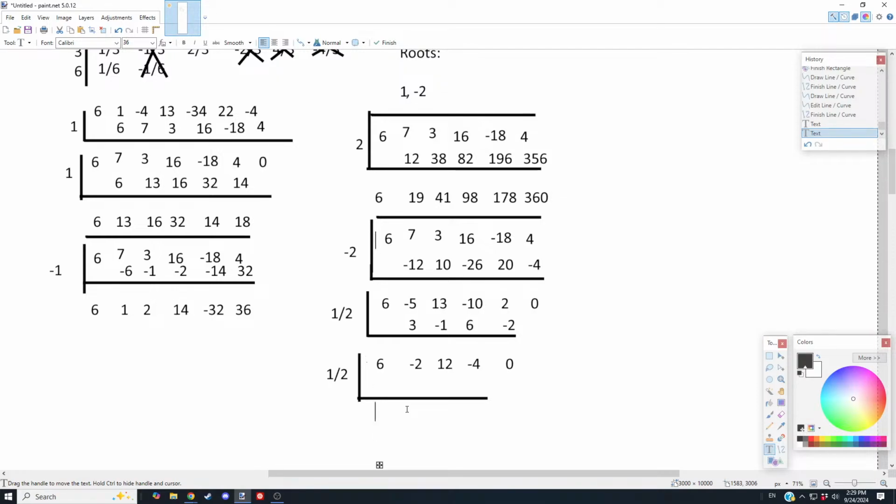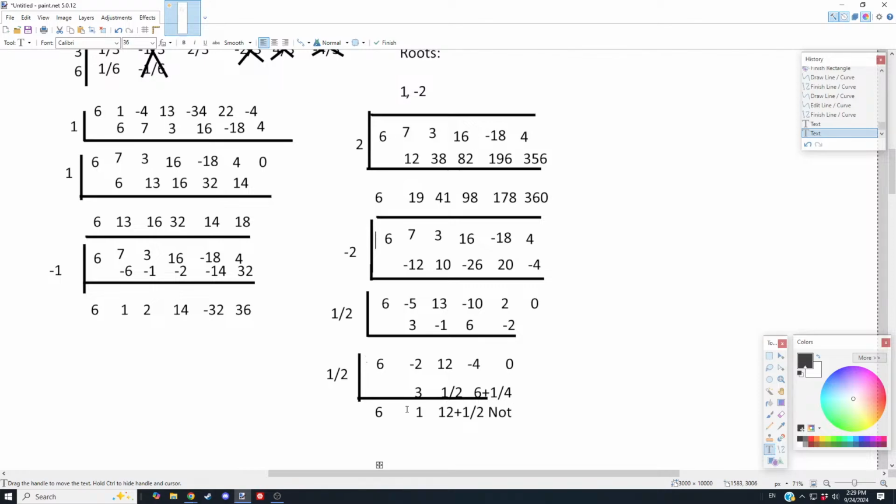So we bring down the 6. We do 6 times 1/2 is 3. And then we do 3 minus 2 is 1. 1/2 of 1 is 1/2. Plus 12 gets us 12 and 1/2. And 1/2 of that is going to be 6 plus 1/4. And adding that to -4 is not 0.